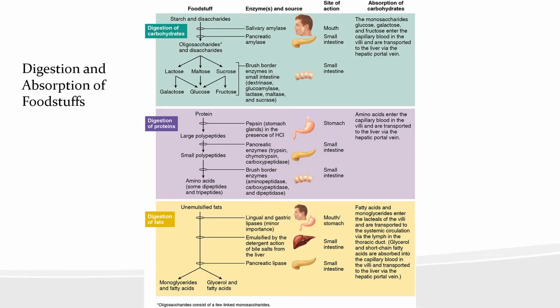So here's a flowchart of digestion and absorption of foodstuff. Let's take a little time to review the organic molecules that we first talked about all the way back in chapter 2. The building blocks or units of carbohydrate foods are monosaccharides, or simple sugars. We need to remember only 3 of these that are common in our diet: glucose, fructose, and galactose.